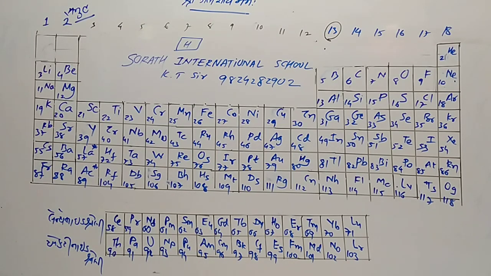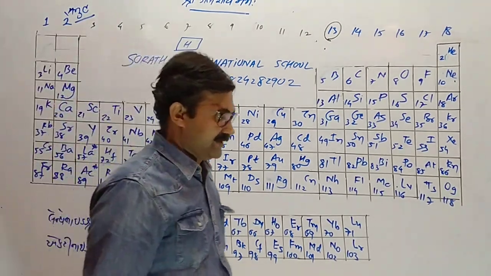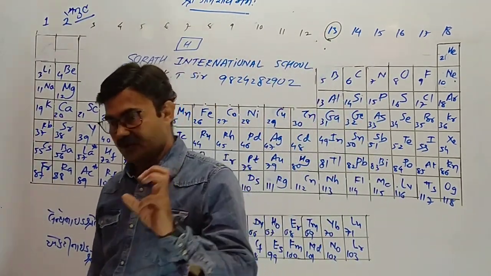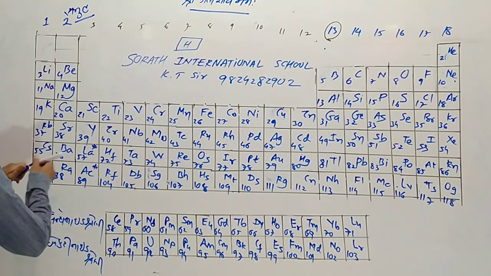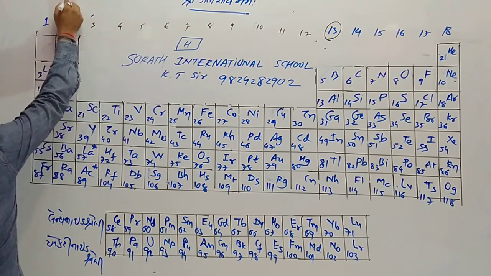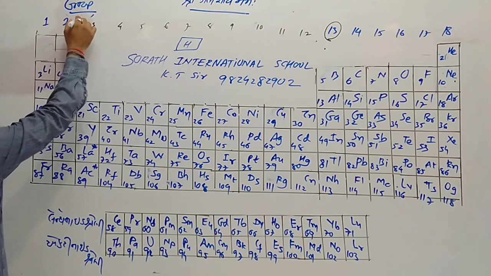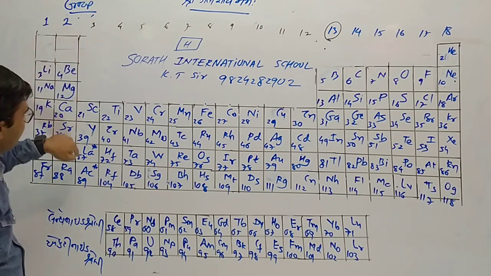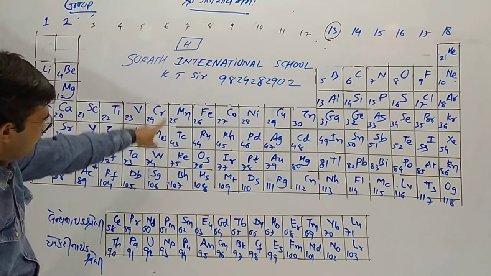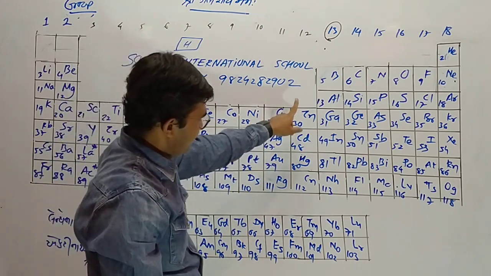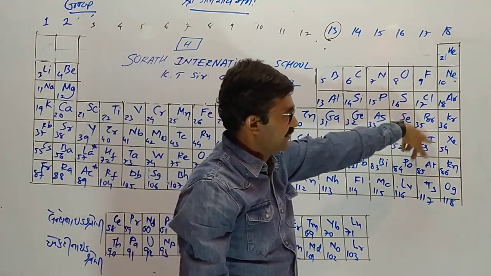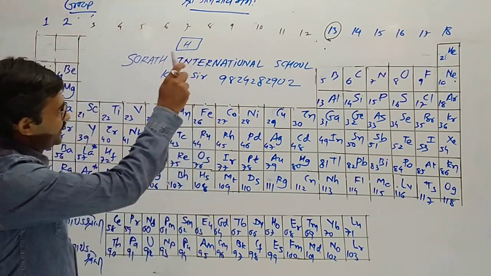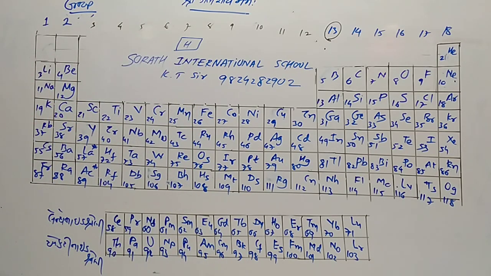In our modern periodic table there are 7 rows and 18 groups. What is a group? A vertical line is our group. How many groups can you see? 1, 2, 3, 4, 5, 6, 7, 8, 9, 10, 11, 12, 13, 14, 15, 16, 17 and 18. There are 18 vertical lines. It is a group.